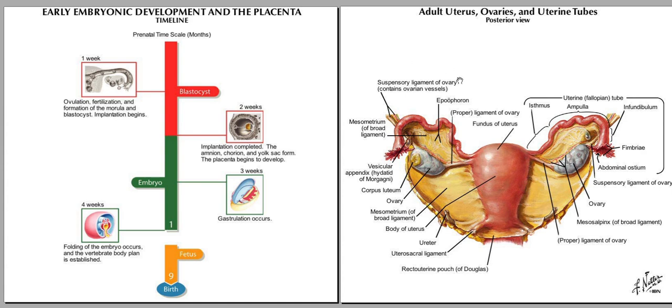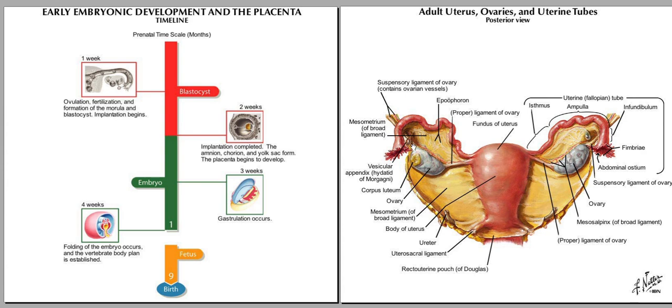Right. So this is the structure of an adult uterus, ovaries, and uterine tubes. You see the ovaries over here, the ovarian ligament proper, and you see the uterus. So that's the fundus of the uterus, the body of the uterus, the cervix over here, the retrouterine pouch or the pouch of Douglas too over here. The uterosacral ligament is over here, the ureters, you see them protruding over here. And of course, this is the mesometrium of the broad ligament, the broad ligament over here. Corpus luteum.